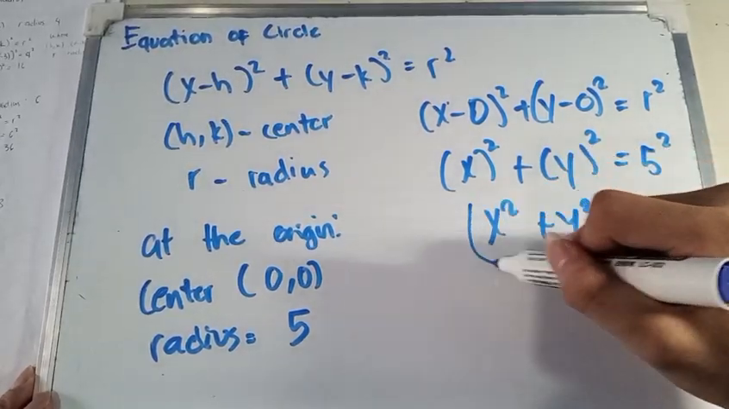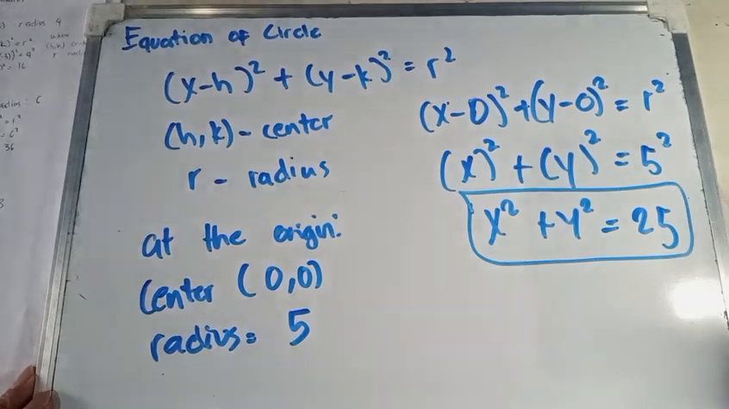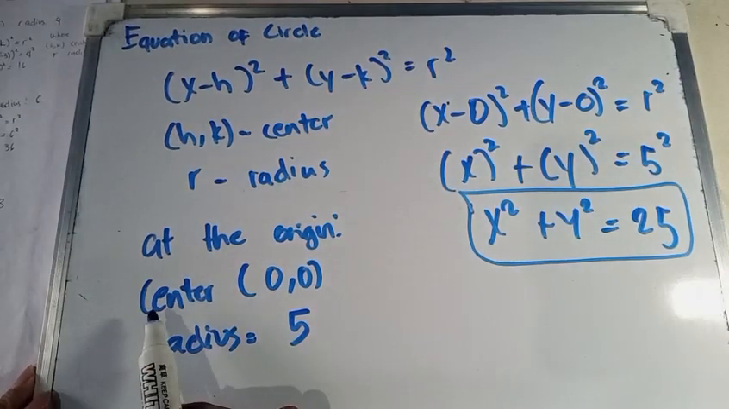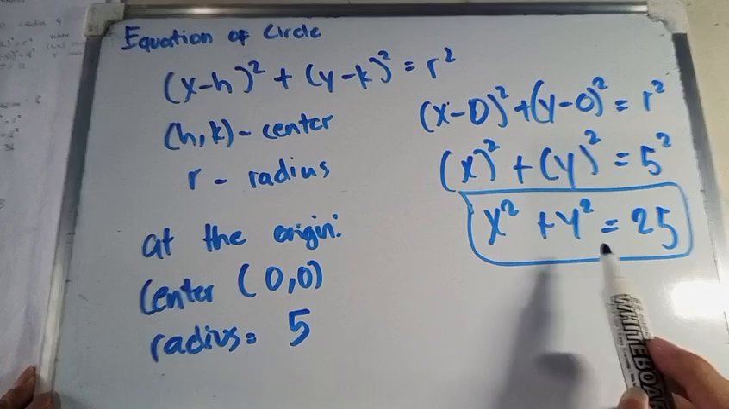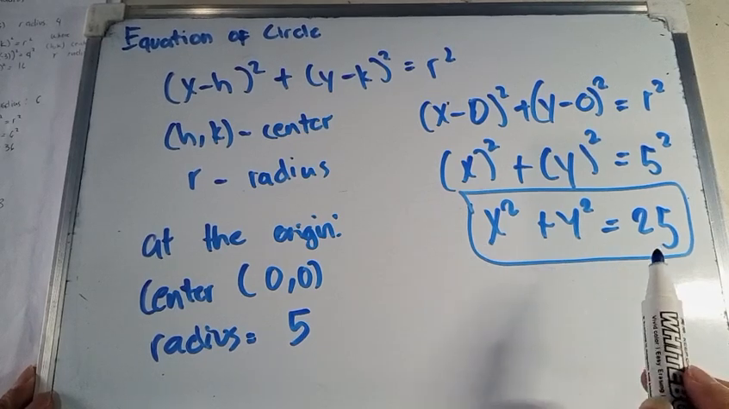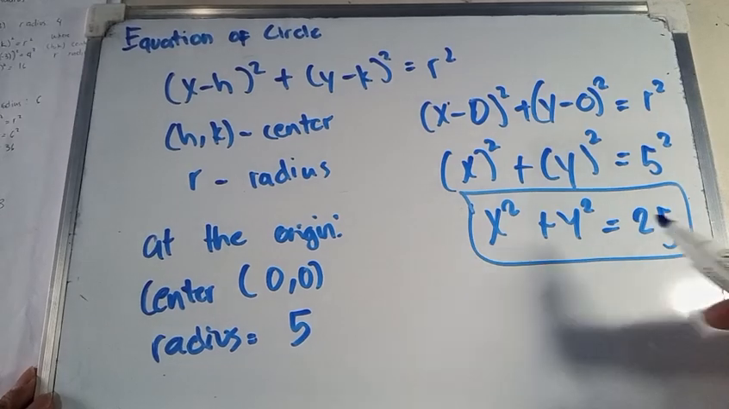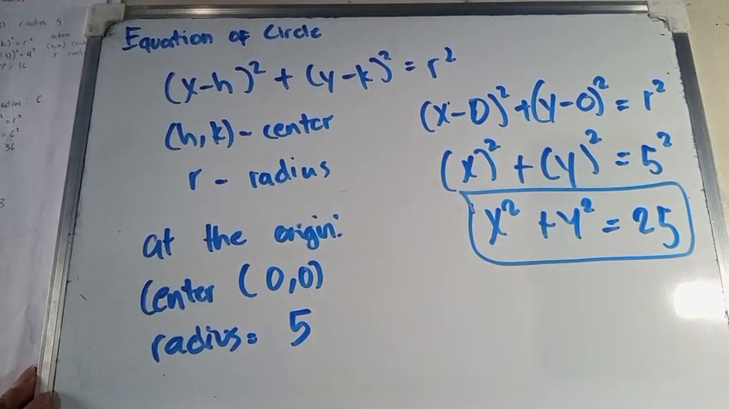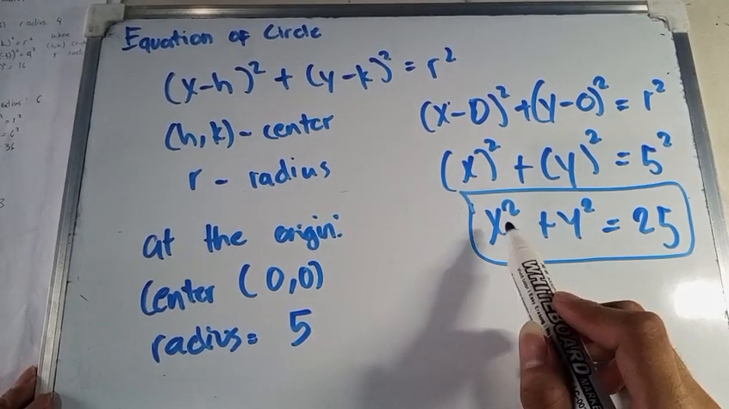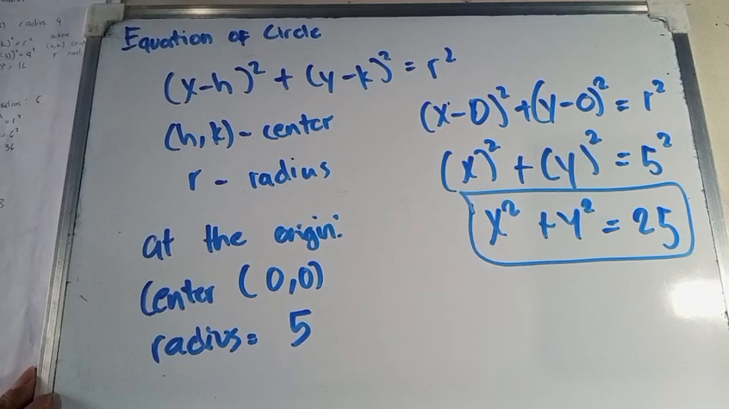Now this is our standard form given the circle at the origin. So it's just x squared plus y squared. There is no more binomial in the standard form.